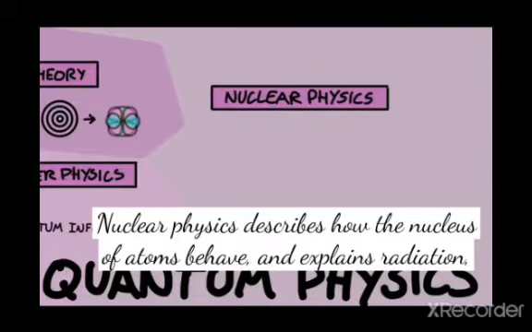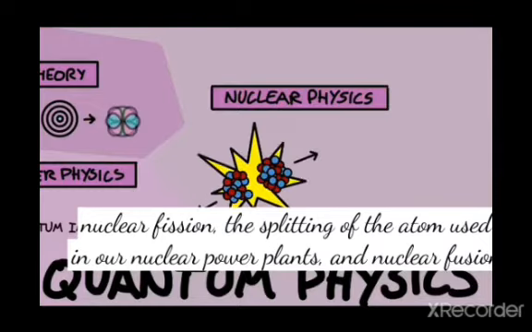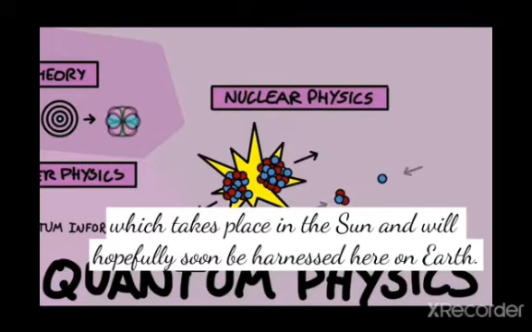Nuclear physics describes how the nucleus of atoms behave, and explains radiation, nuclear fission, the splitting of an atom used in our nuclear power plants, and nuclear fusion, which takes place in the sun and will hopefully soon be harnessed here on Earth.